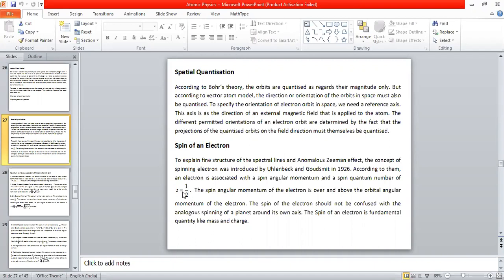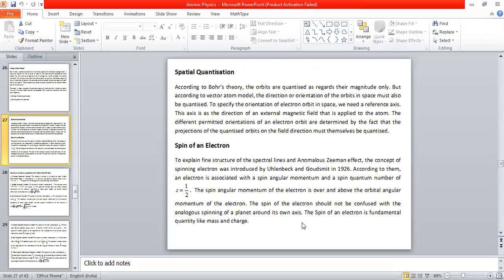So therefore the first credit of saying that electron has spin must go to these two persons. Uhlenbeck and Goldsmith, they actually proposed it in the year 1926. Actually they wanted to explain the fine structure of spectral lines as well as the anomalous Zeeman effect. Anyhow, about the fine structure of the spectral lines and the anomalous Zeeman effect we are going to discuss a little later. ಆಮೇಲೆ ನೆಕ್ಸ್ಟ್ ಕ್ಲಾಸ್ ಗಳಲ್ಲಿ ಇವೆರಡನ್ನು ನಾವು ಡಿಸ್ಕಸ್ ಮಾಡ್ತೀವಿ. ಹೇಗೆ ಸ್ಪಿನ್ ಕಾನ್ಸೆಪ್ಟ್ ನ ಇಟ್ಕೊಂಡು ಇವೆರಡನ್ನು ಎಕ್ಸ್ಪ್ಲೇನ್ ಮಾಡಬಹುದು ಅದು ಕೂಡ ಡಿಸ್ಕಸ್ ಮಾಡ್ತೀವಿ. ಓಕೆನಾ? This is one thing.